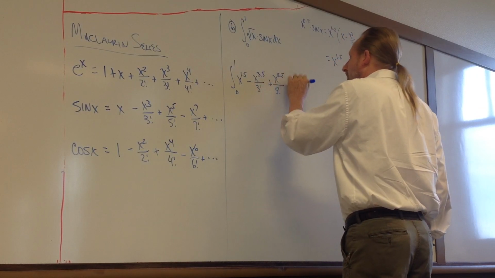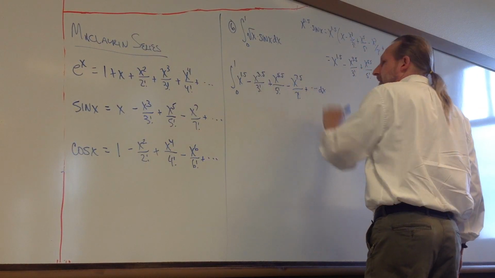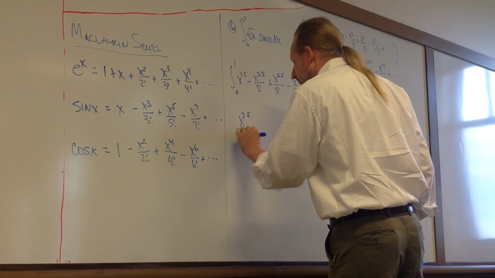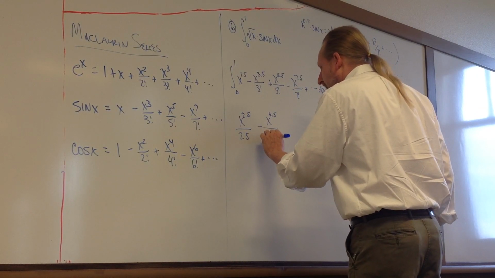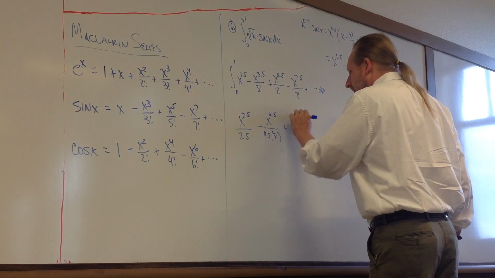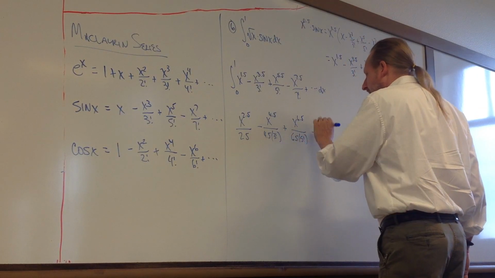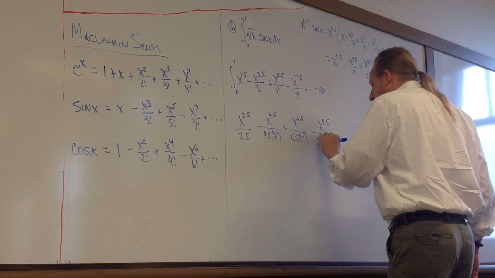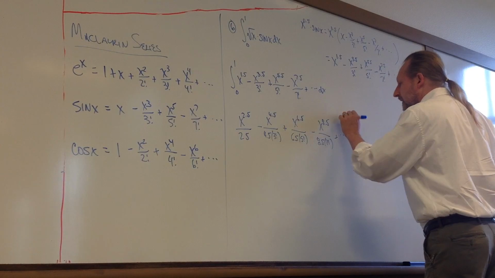5.5, 7.5, dot, dot, dot. So our integral here is going to be x to the 2.5 over 2.5. And then x to the 4.5 over 4.5 times 3 factorial, 6.5 times 5 factorial, 8.5 times 7 factorial, okay? And then dot, dot, dot.